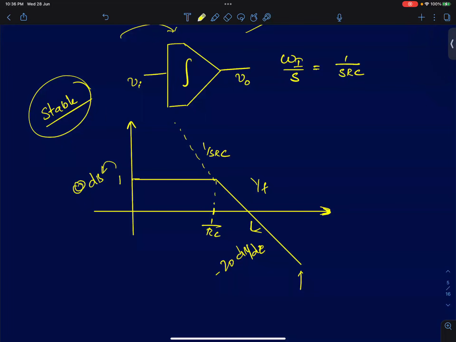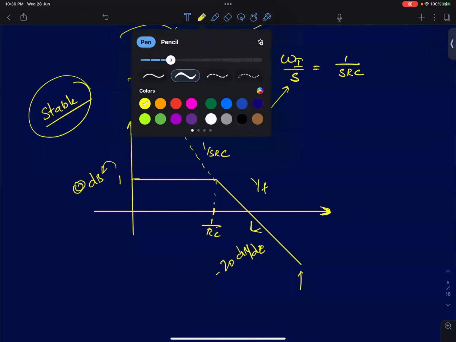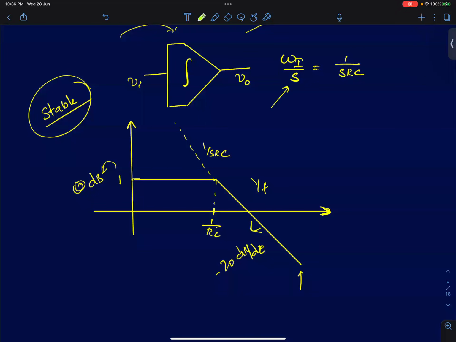An integrator has an infinite gain at DC. If you substitute S equal to 0, you'll see that it's an infinite gain system. That's where the difference is. At DC, it looks very different compared to a first order system. But the moment you reach the pole frequency, which is 1 by RC, the integrator and the first order system are indistinguishable. They both look exactly the same.